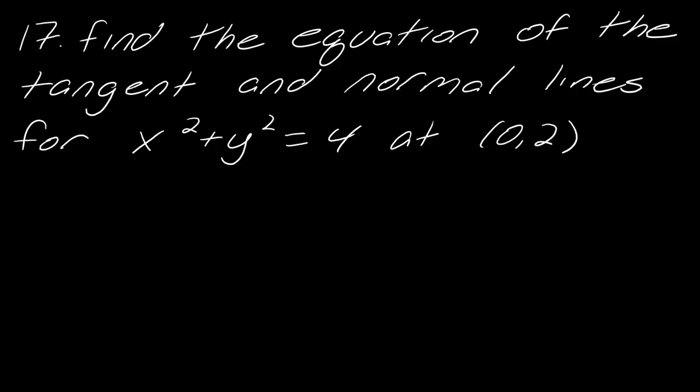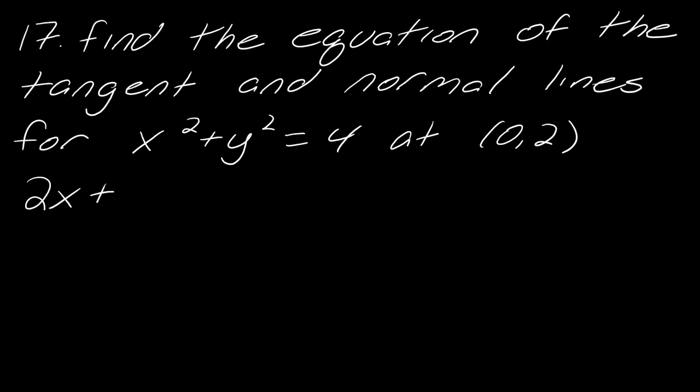Okay, so for this one, we're being asked to find the equation of the tangent and normal lines for x squared plus y squared equals 4 at the point (0, 2). So tangent line, tangent, derivative, those two words really go hand in hand. So I have to take the derivative of this equation here, and I have to use implicit differentiation because x and y are on the same side of the equation.